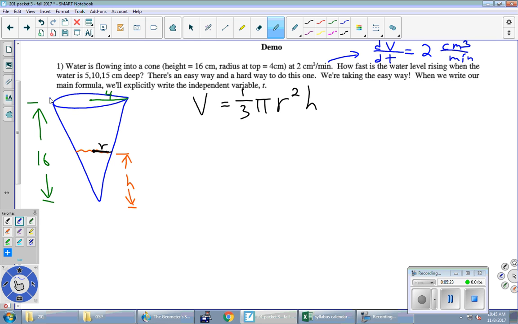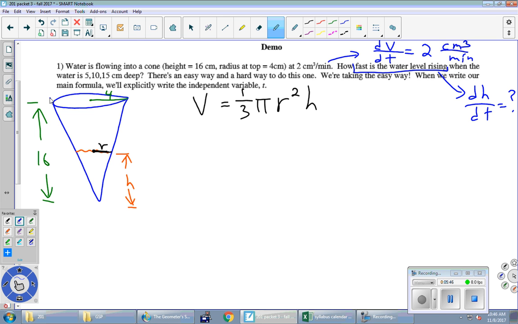So where did it go? It says, how fast is the water level rising? This is dh/dt equals what we're after. So taking a derivative of that equation is a very natural thing for us to do. And it's totally fine to take a derivative in its current form.